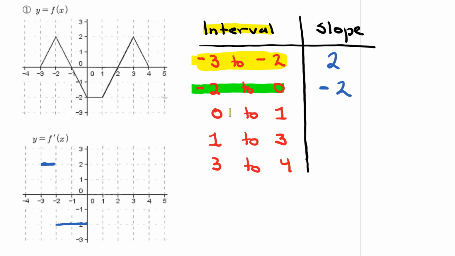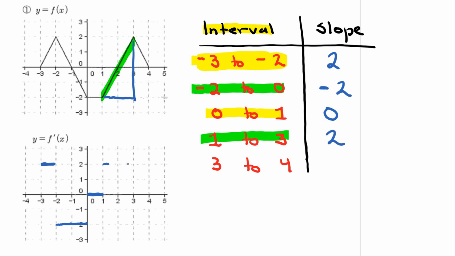All right, let's move on to the next interval from 0 to 1. From 0 to 1, I have a horizontal line, so the slope is going to be 0. I draw a horizontal line with a height of 0 from 0 to 1 on the derivative. Now, the graph in the region from 1 to 3 has a rise of 4 and a run of 2. So 4 divided by 2 is 2, so the slope is going to be 2 from 1 to 3.